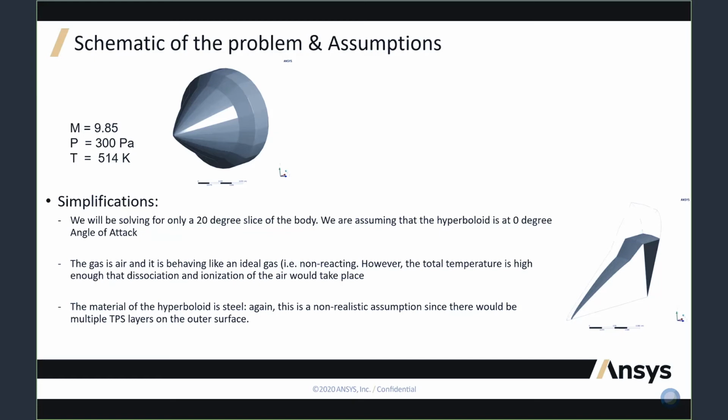The next simplification is that the air is behaving like an ideal gas, so there's no reaction. However, at such a high Mach number, the total temperature is high enough that dissociation and ionization of the air could take place. For the concept of this demonstration, we're not going to model that. And finally, the material of the vehicle itself is going to be steel, which is generally unrealistic since there will be different TPS layers in the outer surface, which we're not going to model in this particular case. However, there's nothing that would prevent us from conducting a more complex simulation without these simplifications. This is just for the concept of this demonstration. We decided to do it this way.